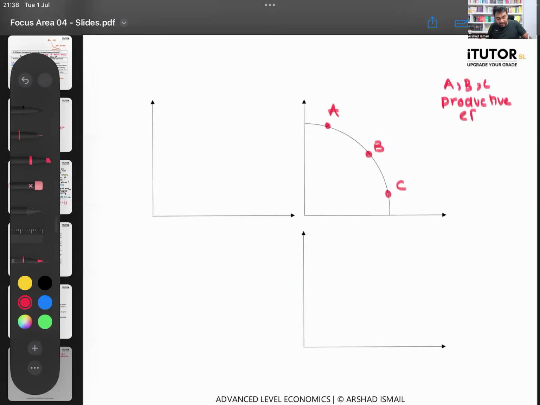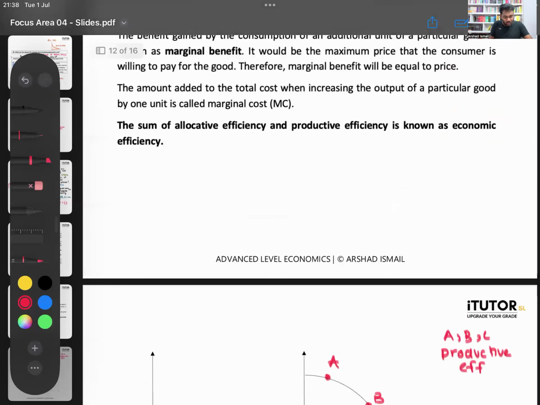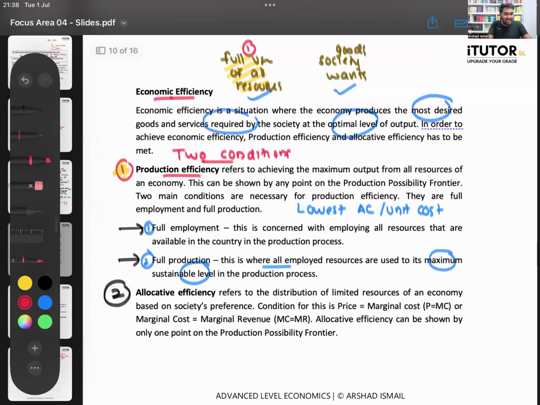Give me a second. But I told you, to achieve economic efficiency, only productive efficiency, just being productively efficient, just making sure that you're using all your resources, is not enough. You have to produce what the society wants. It's from the definition, you can break it down. You have to produce what the society wants. And that is what you call allocative efficiency.